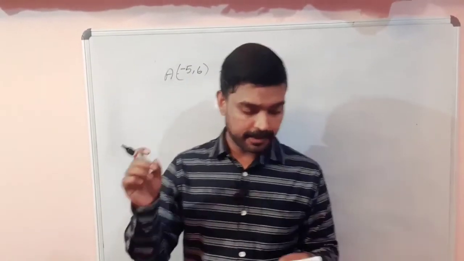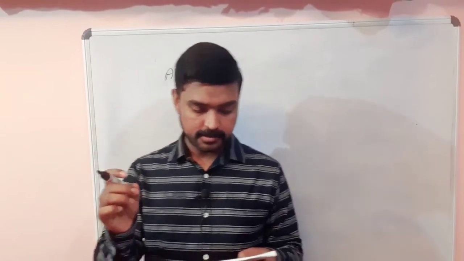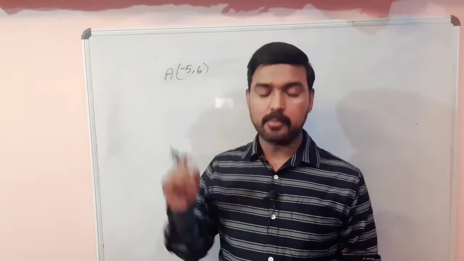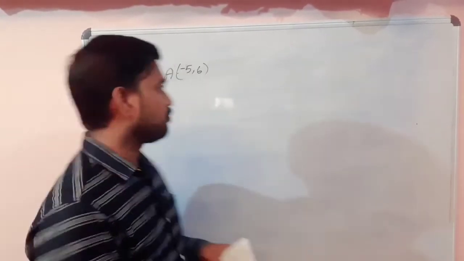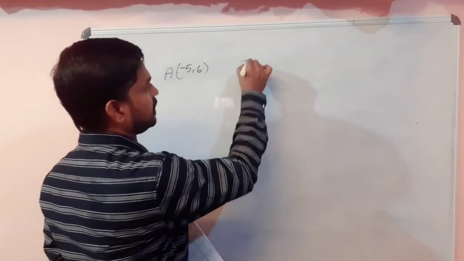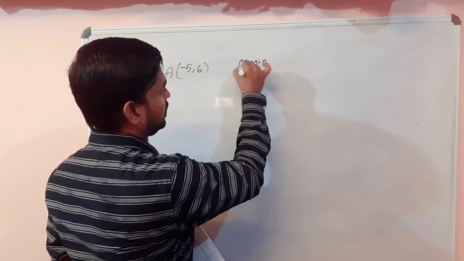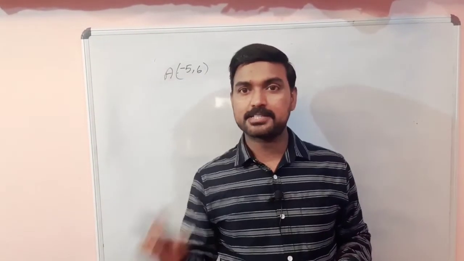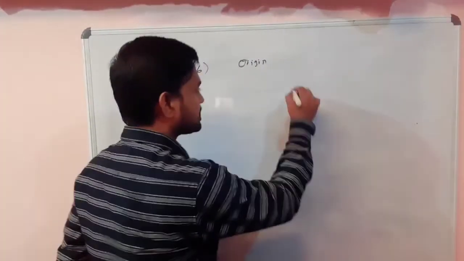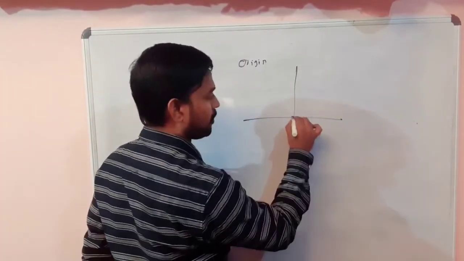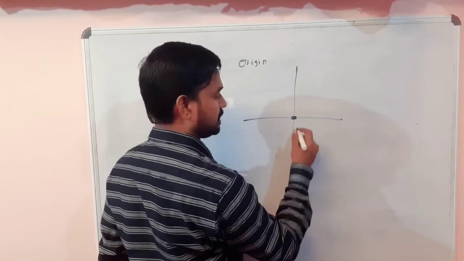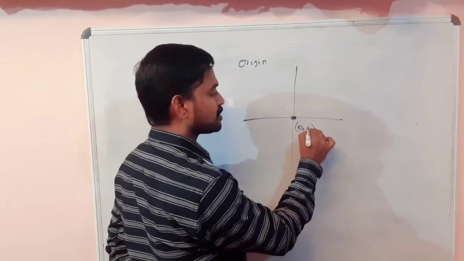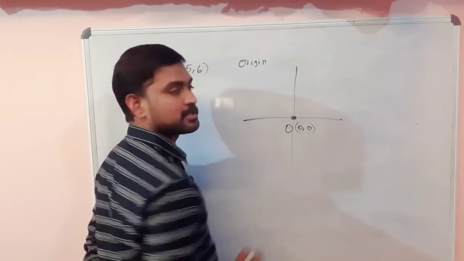Yes, question number 10. The distance of the point A (minus 5 comma 6) from the origin. What is the distance from the origin? What is the origin? The word origin will help us to understand the graph of the x-axis and y-axis. The point where the x-axis and y-axis join, the starting point, is the origin. What will be the coordinates here? Here the x value is 0 and the y value is also 0. So the origin means (0, 0).